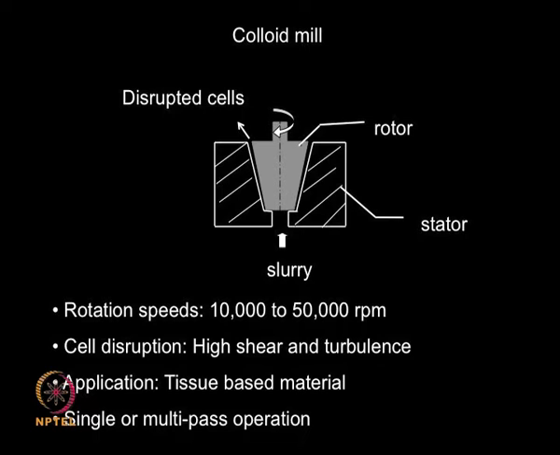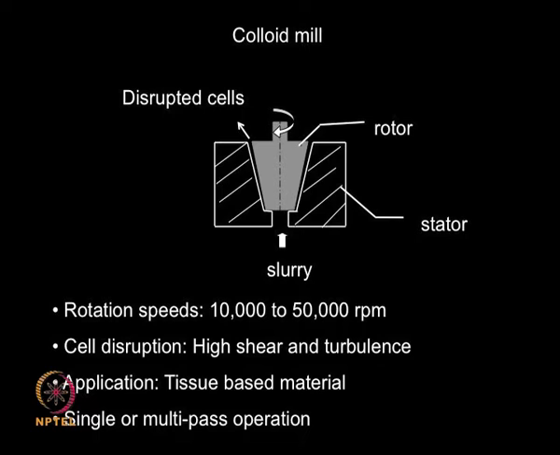So the shear created also is very high, and it also creates a very high turbulence because the slurry is pumped through this small gap. So the cells break because of the high shear as well as because of the turbulent motion. We can operate this at single pass or multiple pass.